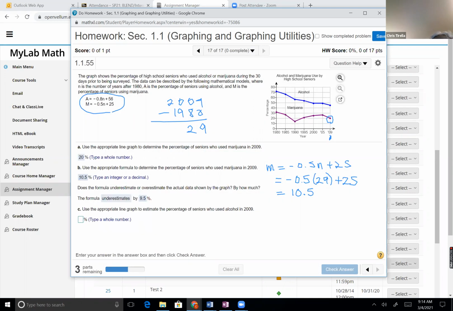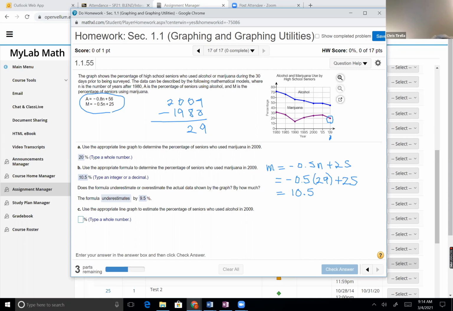And then the last three parts of the question ask you to do the same thing, instead of using the information for marijuana, using the information for alcohol. They want you to interpret the graph, read the values off the graph, and then compare it to this linear model that was developed and see what the difference is.